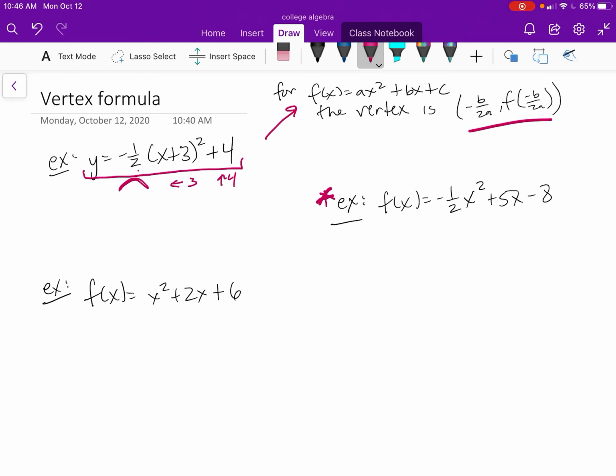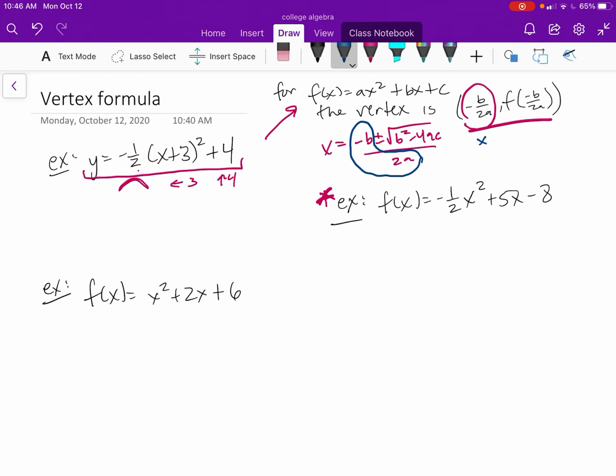I also would like to point out negative b over 2a should look familiar. Right? We have the quadratic formula, x equals negative b plus or minus the square root of b squared minus 4ac, all over 2a. So what I want to point out really quick, this gives us the solutions. This gives us the zeros of a quadratic. But notice this negative b over 2a, that gives us the x coordinate for the vertex.